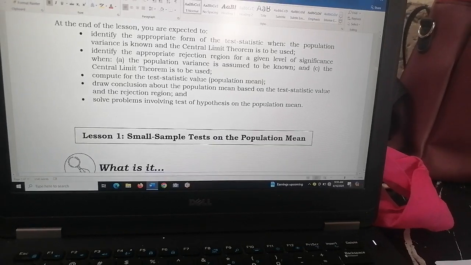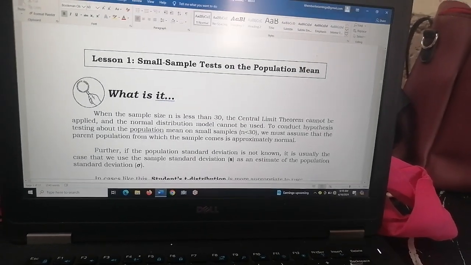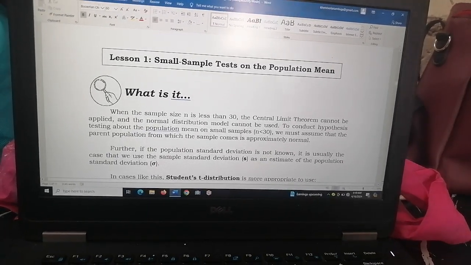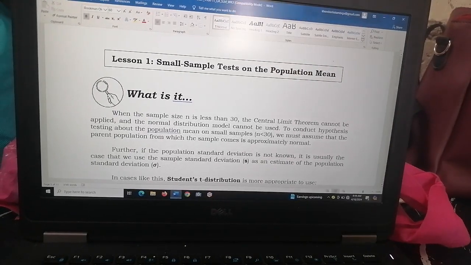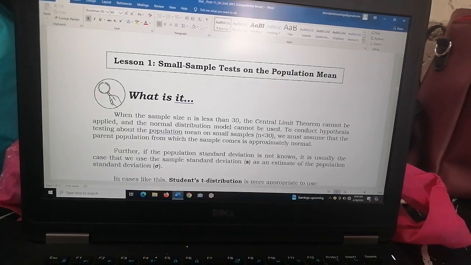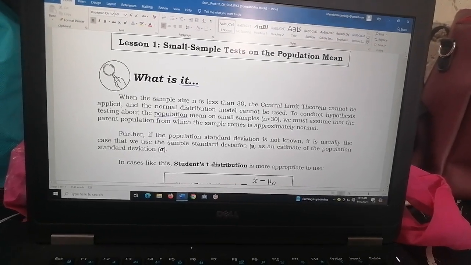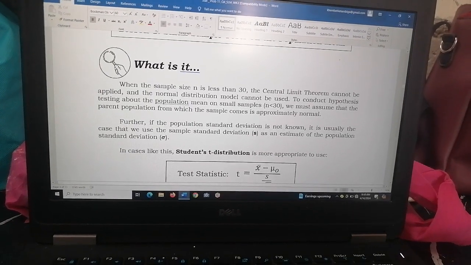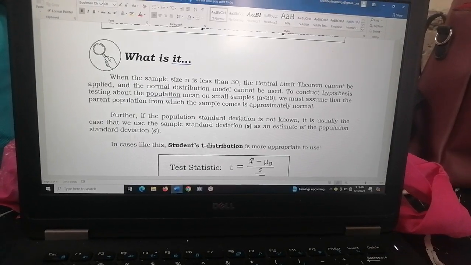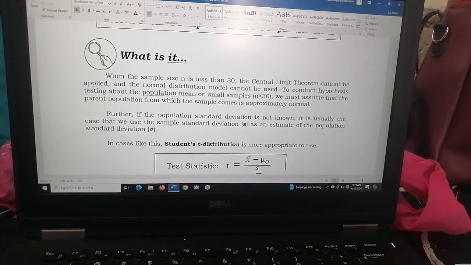Lesson 1, we have the small sample test. Again, we can say that our sample test is small when our sample size is less than 30. So values less than 30 are 25, 29, 20, 15, 10. Those are the values that are less than 30. When the sample size N is less than 30, the central limit theorem cannot be applied, and the normal distribution model cannot be used.